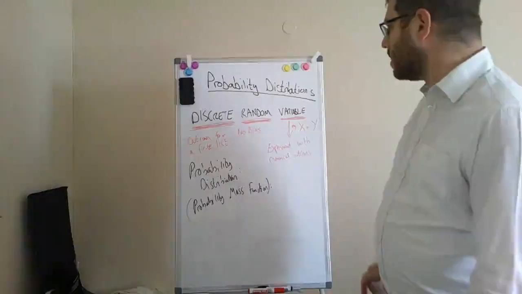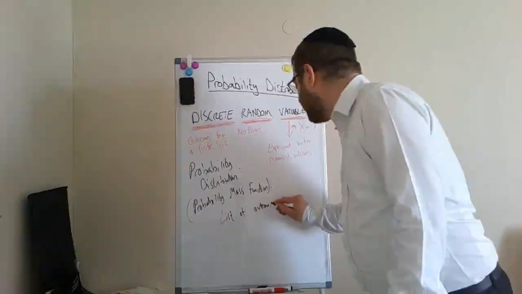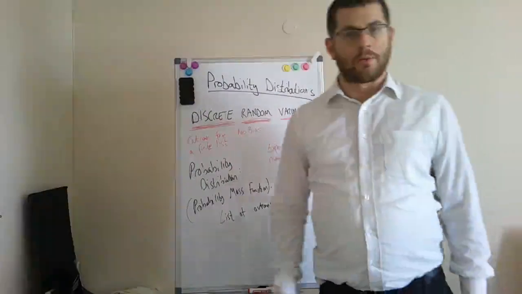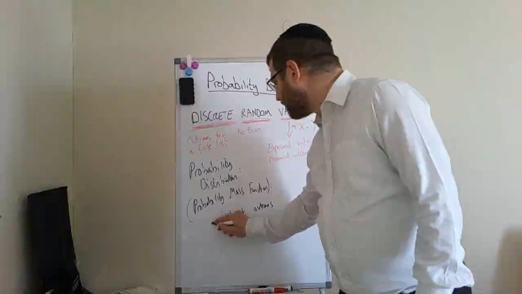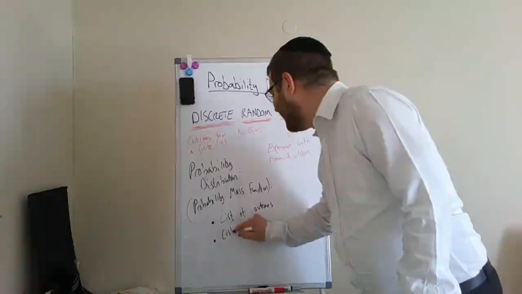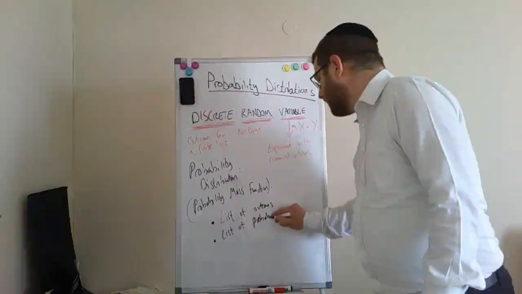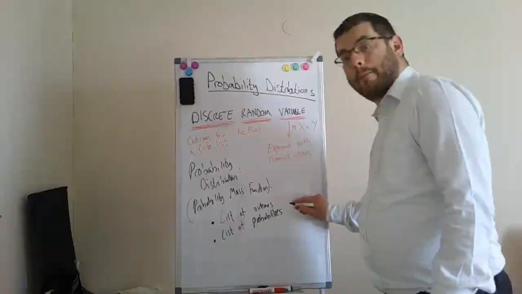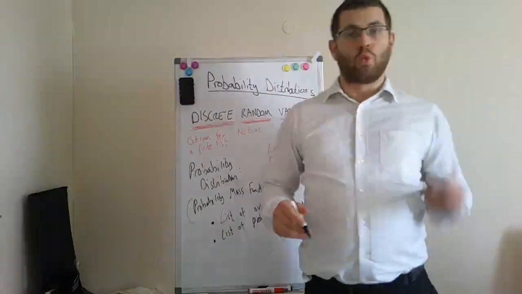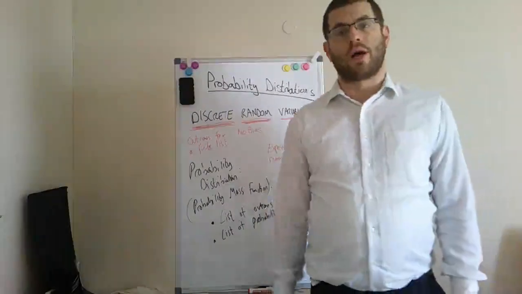So what is a probability distribution? It is simply a list of outcomes. Remember we said that the outcomes are numbers. So in my discrete random variable, in my experiment, I've got a list of the outcomes, and also a list of the probabilities for each outcome. So it tells me everything that I want to know. It tells me what can happen, what are the outcomes of my experiment, of my discrete random variable, and what are the probabilities of each of those outcomes.